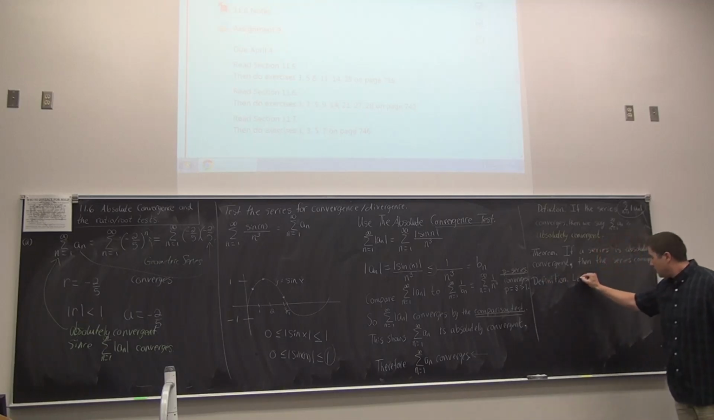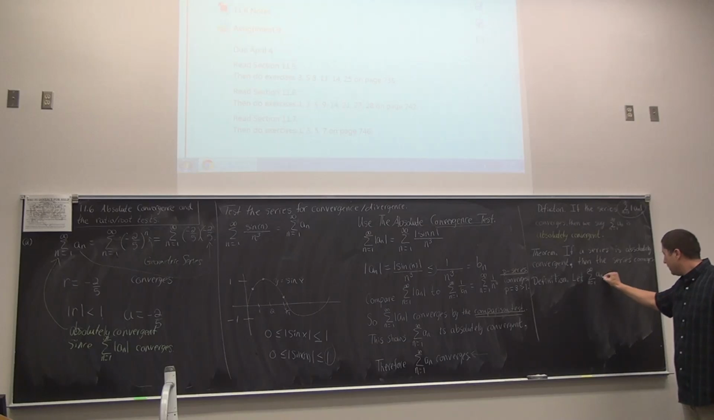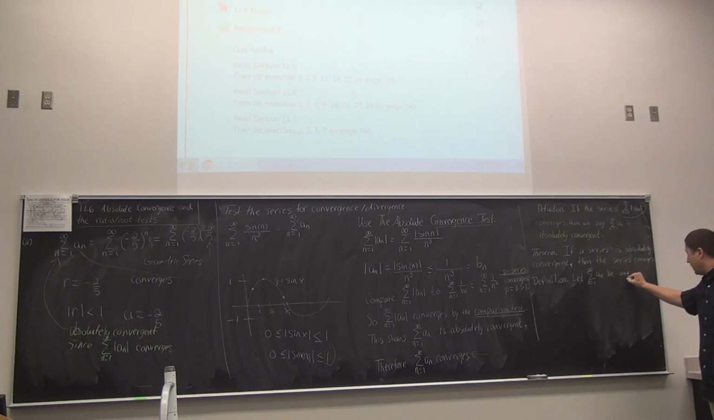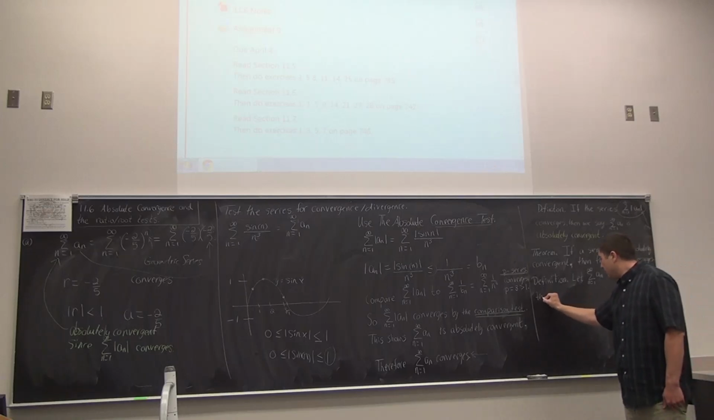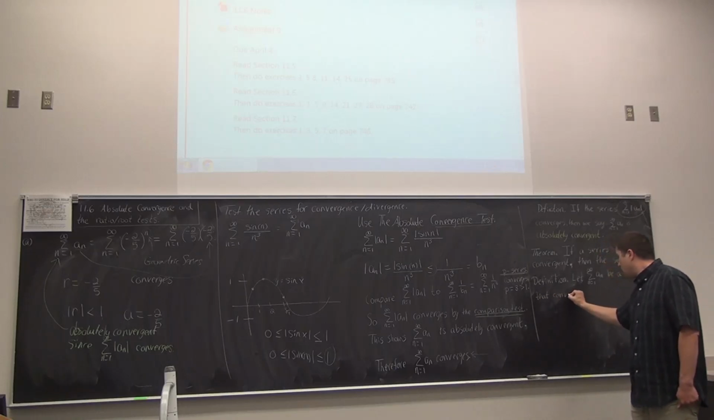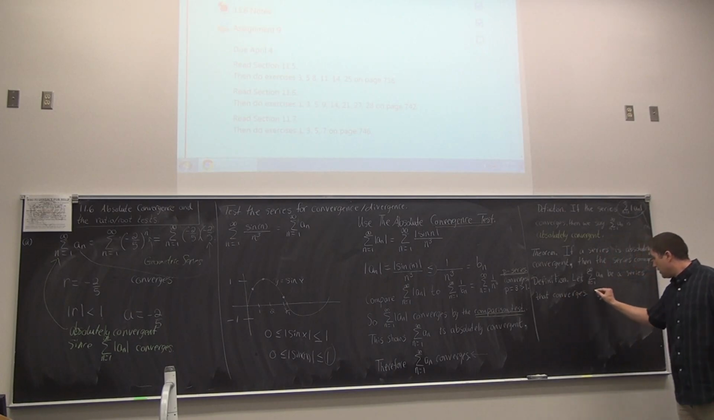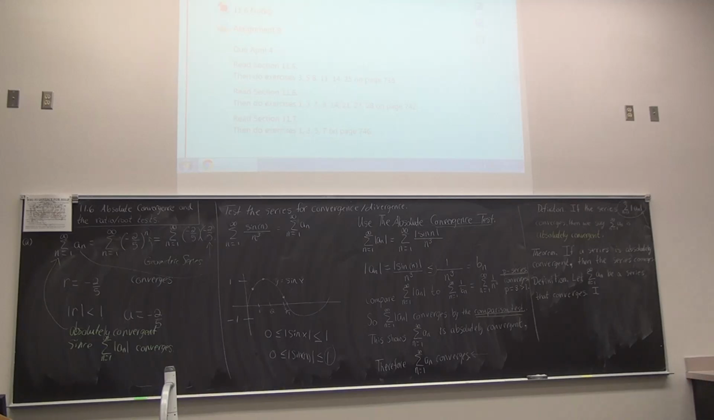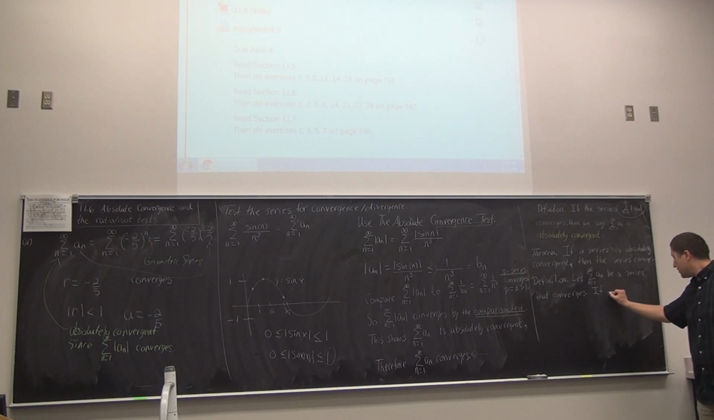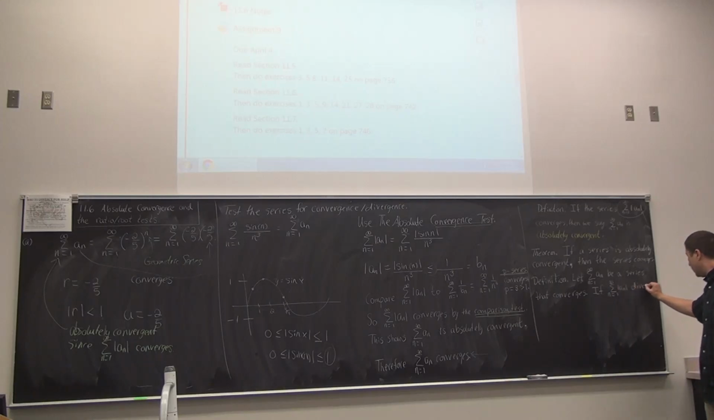So let's let the summation as n goes from 1 to infinity, a sub n, be any series that converges. So we have to start with a known convergent series. Then we'll add a little bit more. If the summation as n goes from 1 to infinity of the absolute value of a sub n diverges.